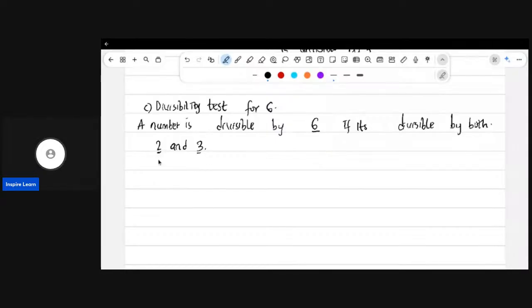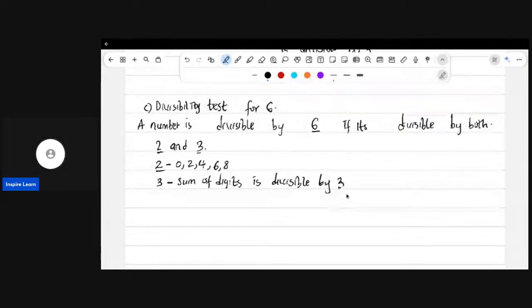So a number must be divisible by 2. That means that that number must have what? Must be ending with either 0, 2, 4, 6, or 8 for it to be divisible by 2. Then it must also be divisible by 3. That means that the sum of digits is divisible by 3. So these two must be satisfied for a number to be divisible by 6.